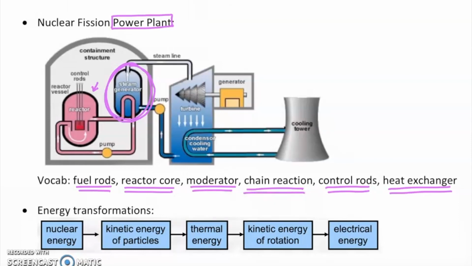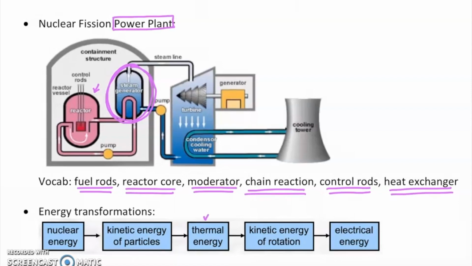Now that warming up is really then thermal energy, and that thermal energy from the steam goes through the steam line and hits a turbine. The steam causes the turbine to start rotating. The turbine gains kinetic energy of rotation, and that turbine then turns a generator where you can generate electrical energy. And after all, that's what we want from our power plant. We want that electrical energy output.